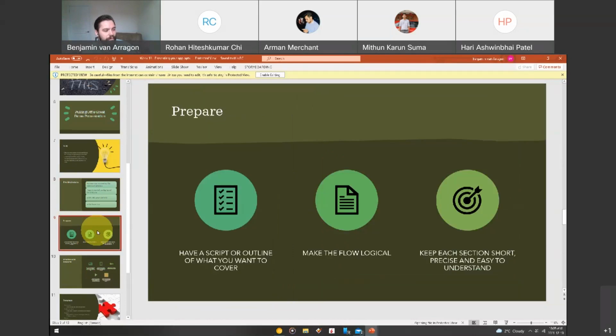Okay, so what do we want to prepare? Well, you should have a script or an outline, at least bullet points of what you want to cover next week, and make the flow logical. So I don't want you guys to just be winging it when you go up there with Rob, okay? We want it to look professional. We want it to look well put together and practiced. So you might have to get on a couple Zoom calls with your classmates and practice so that it's very natural. Keep each section short, precise, and simple, easy to understand.